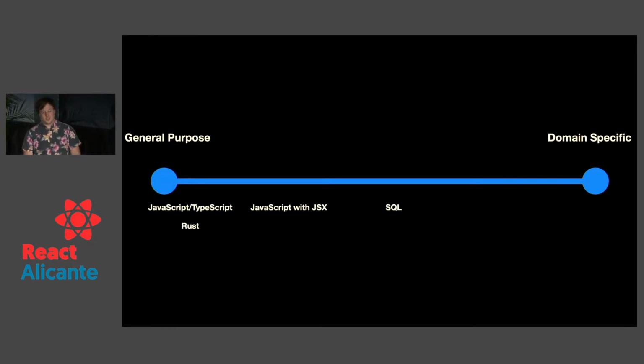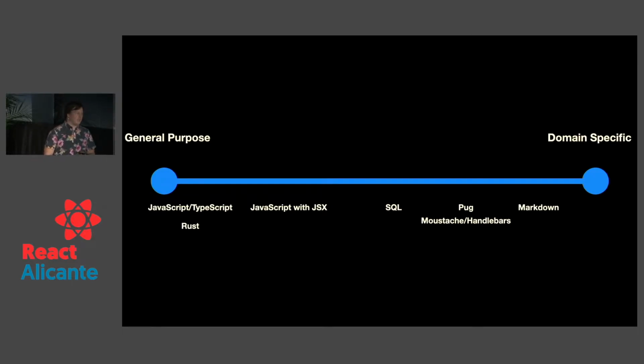A bit further towards the other end of the spectrum, we have languages like SQL for manipulating databases and querying data. Further along, we have languages like Pug, Moustache, Handlebars, and so on for generating HTML, so templating engines that simply take some data and produce some HTML for a web page.